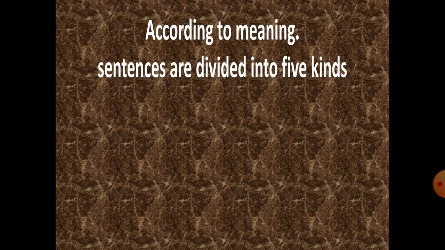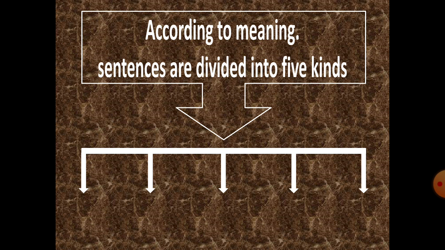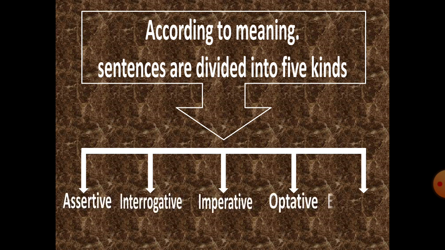So, dear students, according to meaning, sentences are divided into 5 kinds. First one, assertive, second one, interrogative, third one, imperative, fourth one, optative, and fifth and last one, exclamatory. This is the kinds of sentence according to meaning.